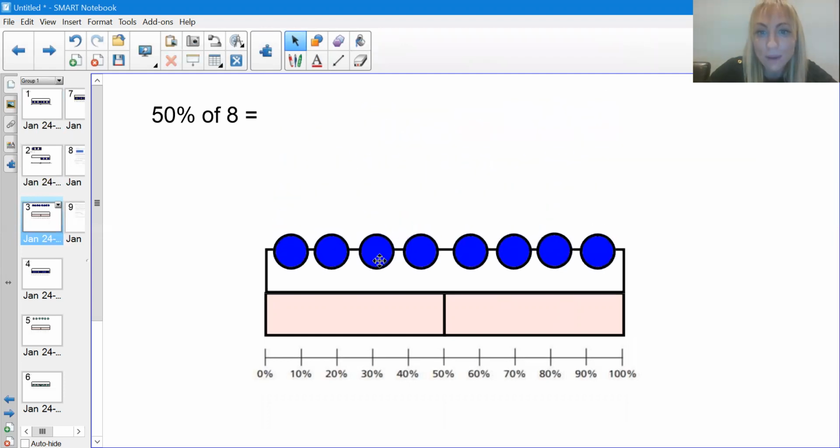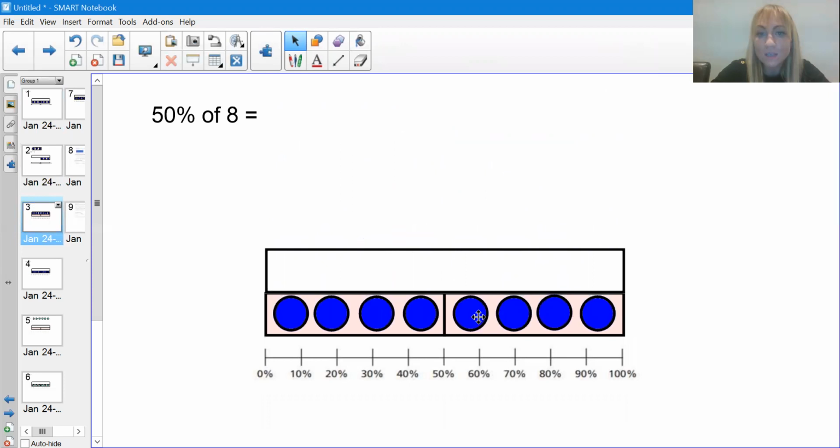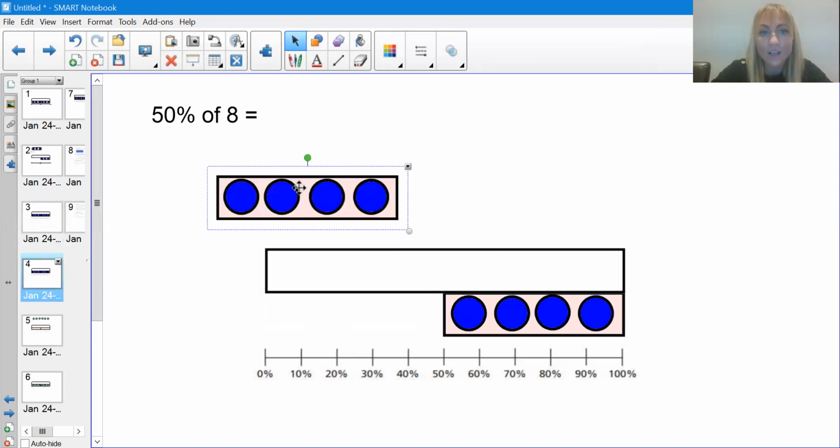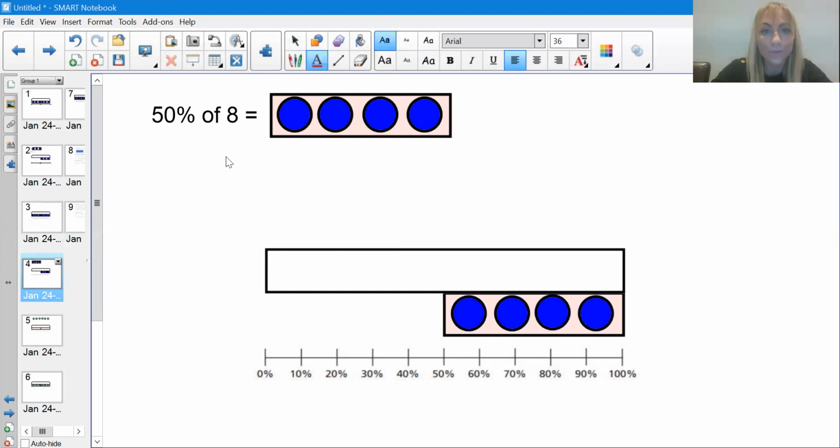Now let's take my 8 counters and put them in my bar model. So along the top here, that's 100%. My whole amount is 8. Now, if I only want 50%, I only want one of these sections. So 50% of 8 will give me 4. Half of 8 is 4. 50% of 8 is equal to 4.